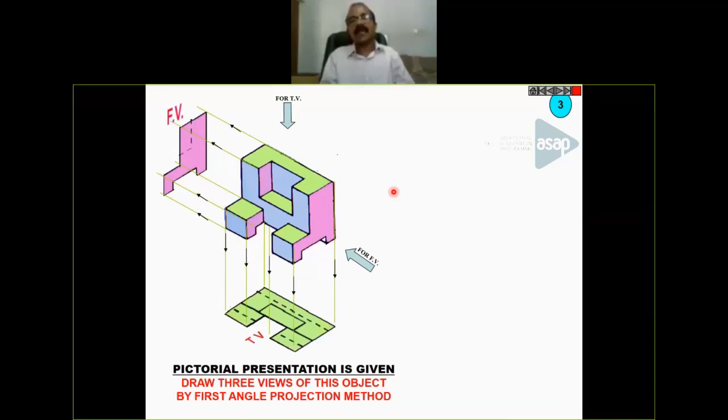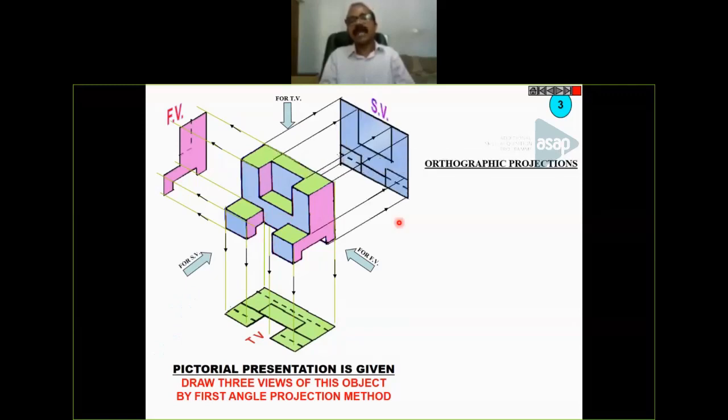Here the dotted lines represent the hidden edges. See, in this figure, at the bottom of the surface we have a slot. So that surface is represented by this dotted line. Similarly, this edge is also represented by this dotted line. It is not continuous because that surface is not continuous. So all these surfaces you first have to identify, then plot. That's the method of drawing orthographic projections.